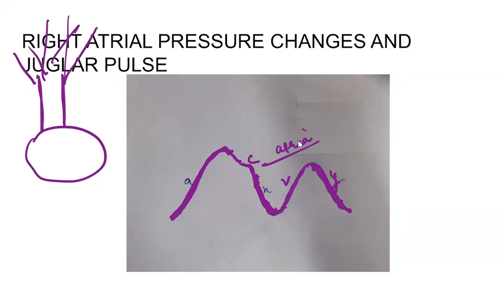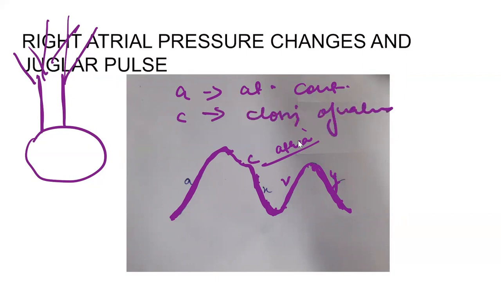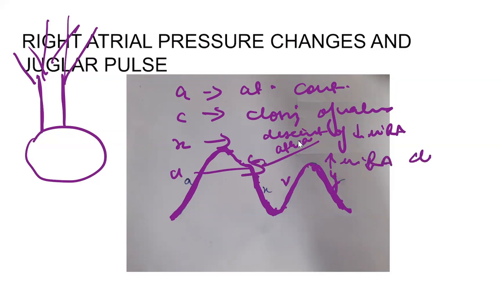So we have this A wave, C wave, X descent, V wave, and Y descent. A is because of atrial contraction. C is because of closing of valves. X descent is descent because of decrease in pressure in RA. V wave is because of increase in pressure in RA due to filling of RA. And Y descent is because of passive filling of RA.